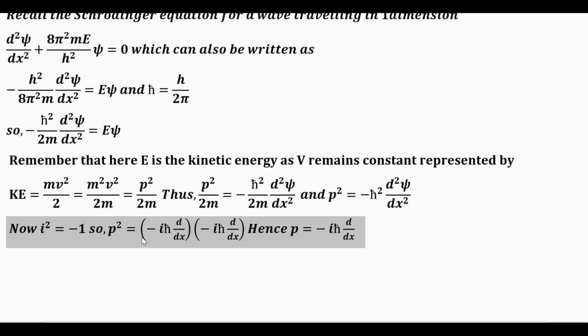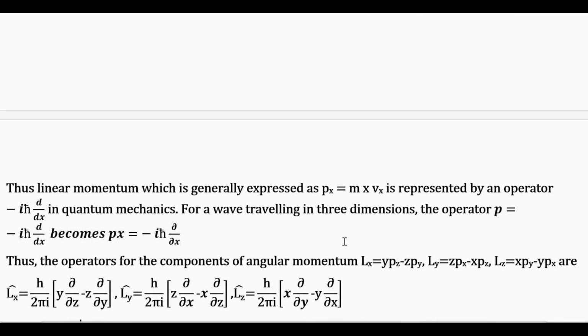So what we do is, this equation p square is equal to minus h cut square upon d square psi by dx square can be factorized as minus i h cut d by dx multiplied by minus i h cut d by dx. So my i square is equal to minus 1, so it becomes minus h cut square upon d square by dx square, and therefore you can say that if p square is equal to this multiplied by this, both are same, then p is equal to minus i h cut d by dx. So this minus i h cut d by dx is your operator for the linear momentum for a particle, for a wave traveling in one dimension.